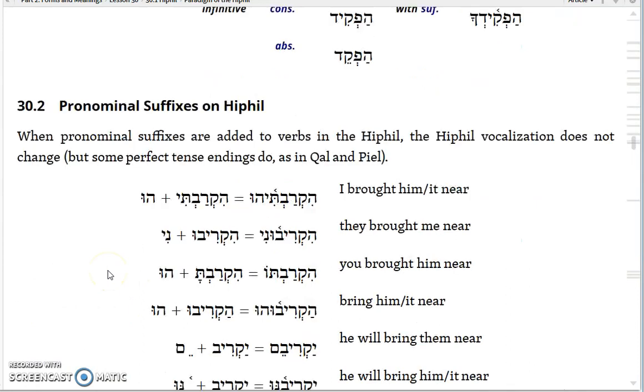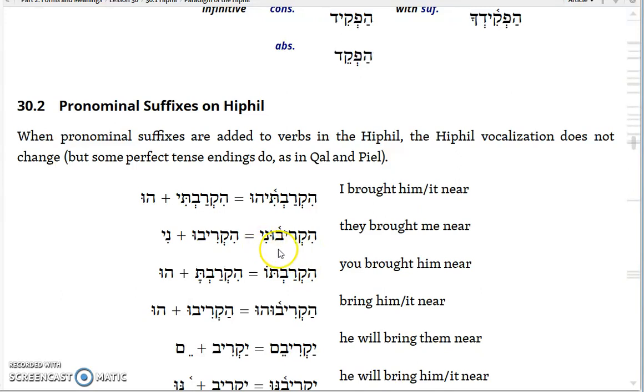Well, it turns out that you can add pronominal suffixes to these forms, just as you can add pronominal suffixes to the other forms that we've seen already. And so here he gives you an example of qarav, which means to be near. Hifil would mean to bring someone near. And so you have hiqravtihu, which would be a first common singular. I caused, and then the hu would be the object suffix, him, to come near. I brought him, or it, depending on what the antecedent of hu is. I brought him or it near.